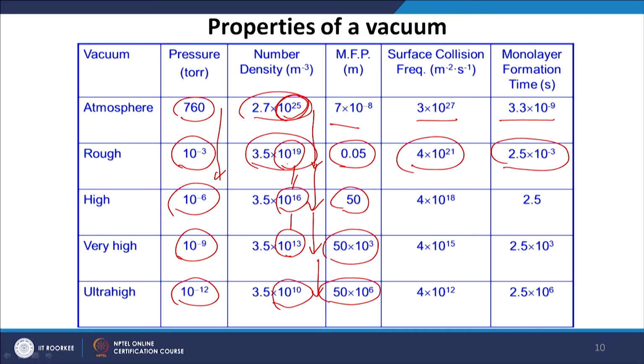And we can observe a similar effect in the mean free path. If the number density is reduced, then the molecules can travel more and more distance before undergoing a collision. So, that is why you see the mean free path is increasing from 10 to the power minus 8 to 0.05 to 50 to 50 into 10 to the power 3 to 50 into 10 to the power 6.